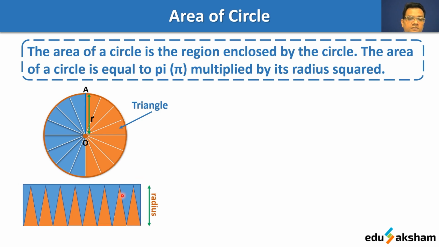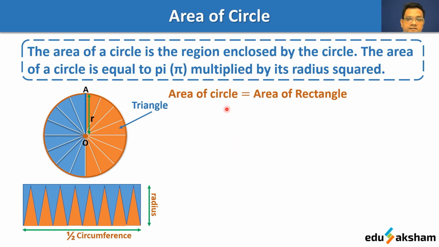Now by this you can see these triangles have made what? A rectangle. The height or breadth of the rectangle is the same as the radius of the circle. And the side of the rectangle is half of the circumference of the circle, because this is one half of the circle. So now the area of the circle is equal to the area of the rectangle. This is unchanged because it is the sum of the areas of the blue and orange triangles.